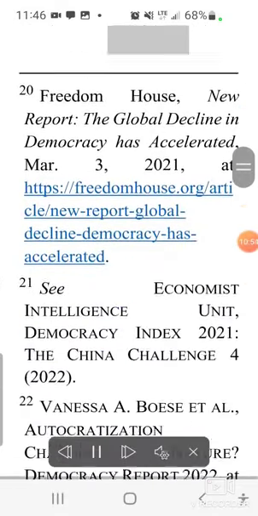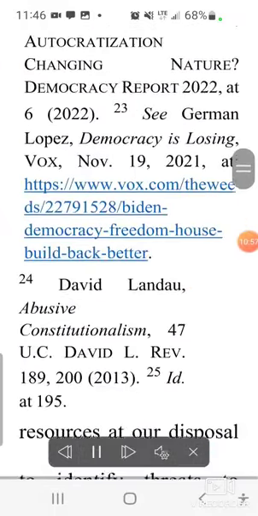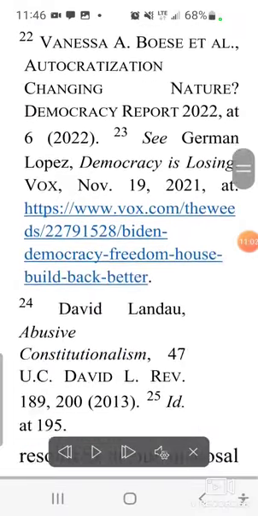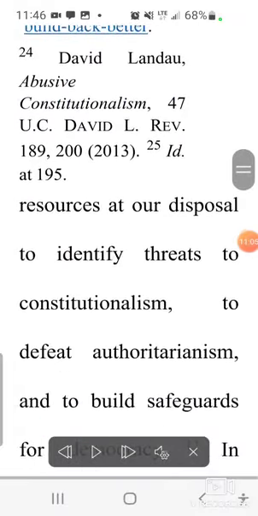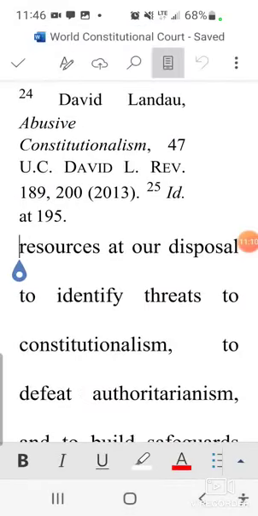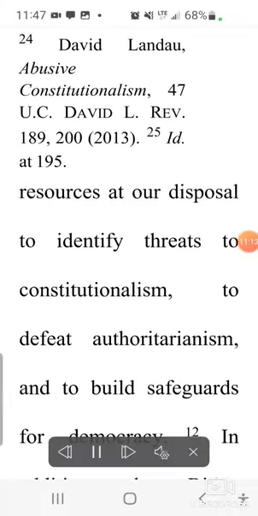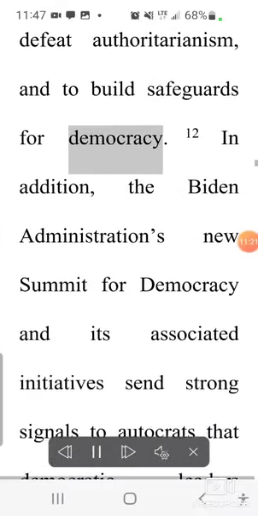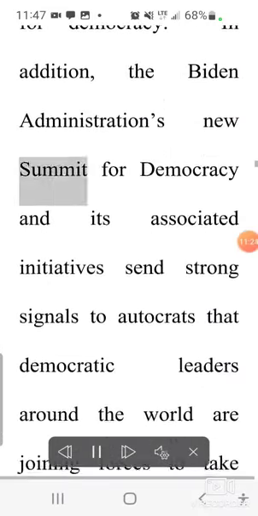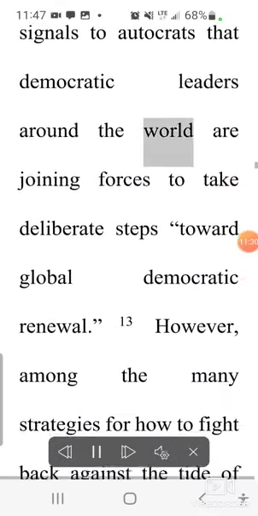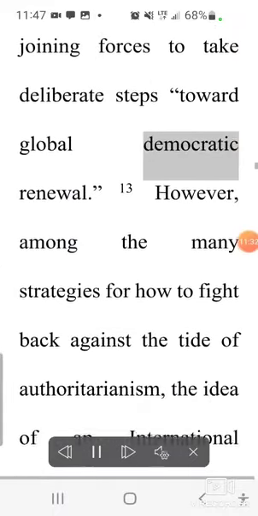We now have academic resources at our disposal to identify threats to constitutionalism, to defeat authoritarianism, and to build safeguards for democracy. In addition, the Biden administration's new Summit for Democracy and its associated initiatives send strong signals to autocrats that democratic leaders around the world are joining forces to take deliberate steps toward global democratic renewal.